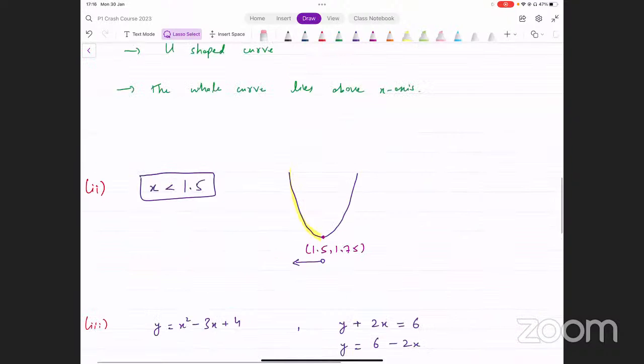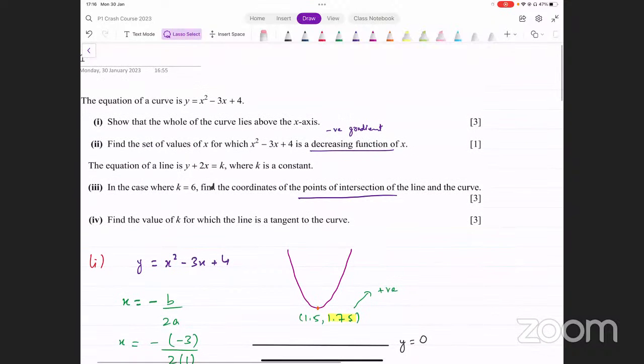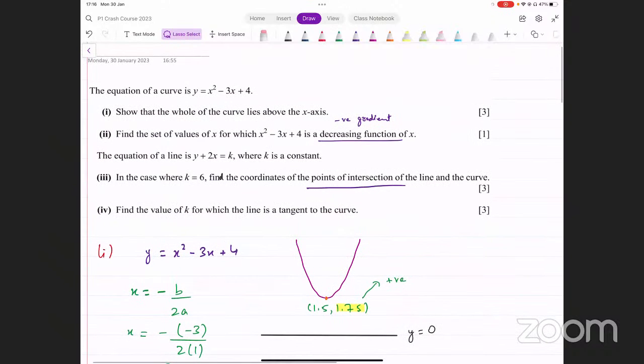All right, let's look at the next part. Now, in the next part, it says, find the value of k for which the line is a tangent to the curve. All right, this is what we're looking for now. Remember, k equals 6 was given in the previous part. It's not relevant here anymore. That was in the previous part.